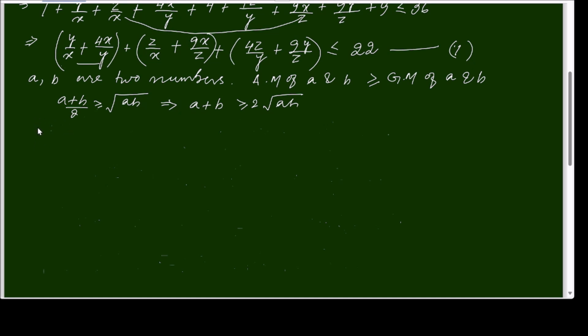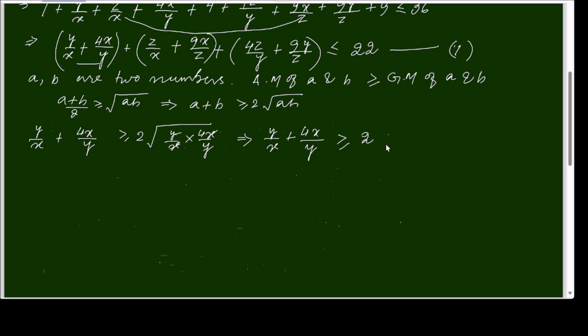First is y over x plus 4x over y is greater than or equal to 2 times square root of y by x into 4x over y. So this gives me y over x plus 4x over y is greater than or equal to 2. Here y, x cancel. Square root of 4 is 2. So 2 into 2, that will be 4.